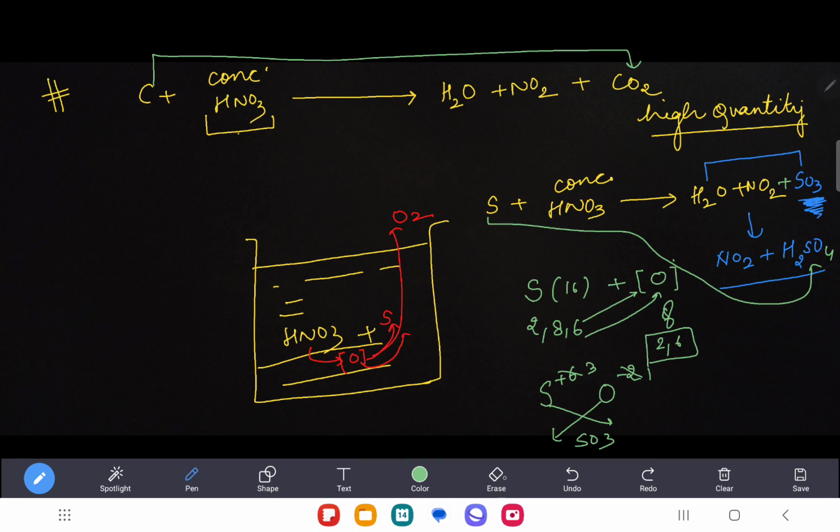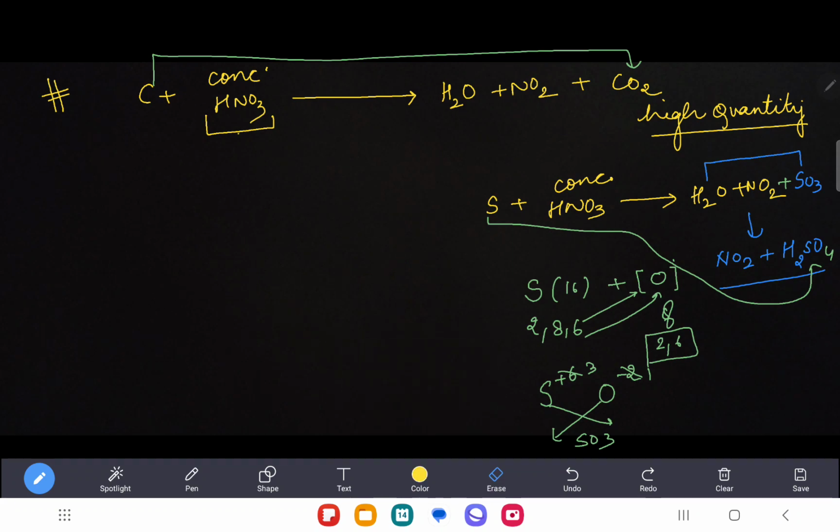But how is that so? Because initially it was SO3 being formed. So you don't actually have to cram the equation. It's not about cramming the equations. You have to understand the equations' formation.